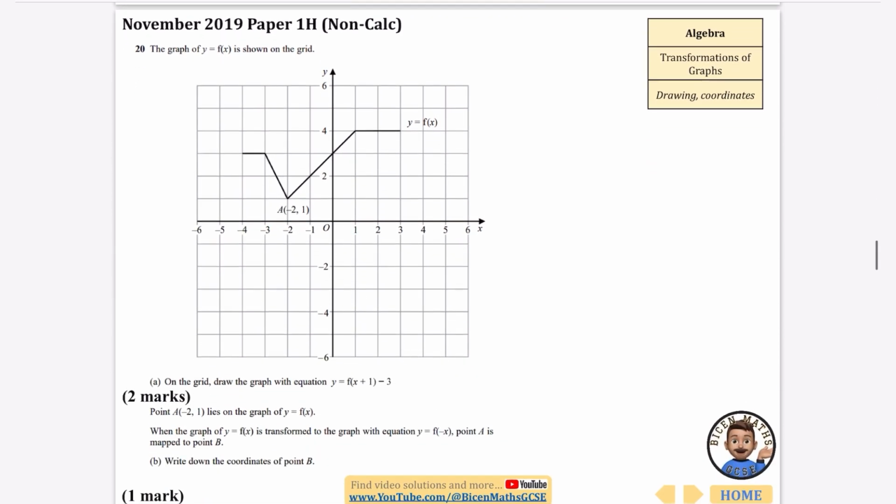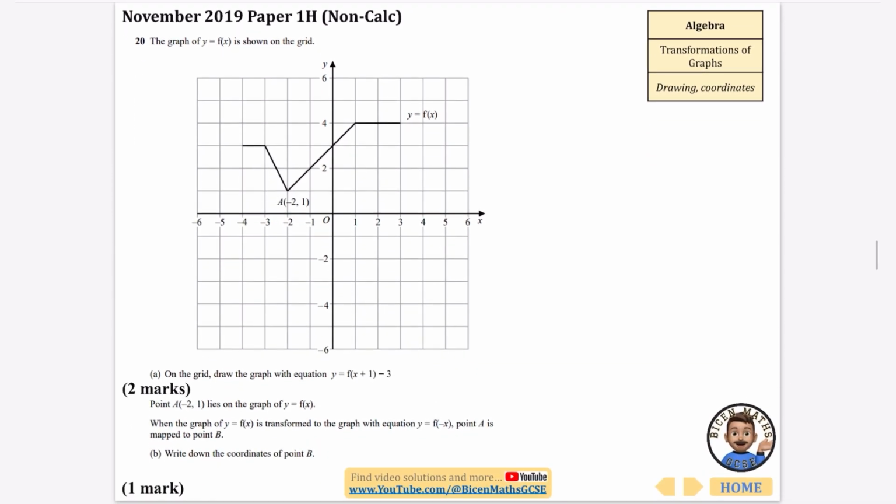Okay, this time it's another non-calculator paper, and it says the graph of y equals f of x is shown on the grid. On the grid, draw the graph with equation y equals f of x plus 1, minus 3. So this thing kind of does the opposite. When it's inside the bracket, it does the opposite of what you think. So the x coordinates are all going to subtract 1, and this minus 3 means that the y coordinates are all going to subtract 3. As a translation, it means the whole graph is going to move 1 space to the left and 3 spaces down.